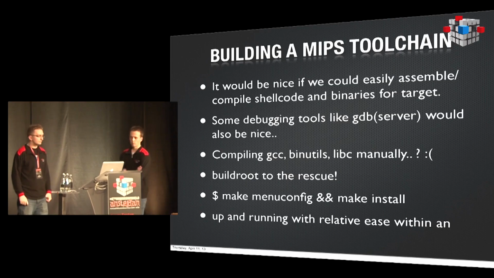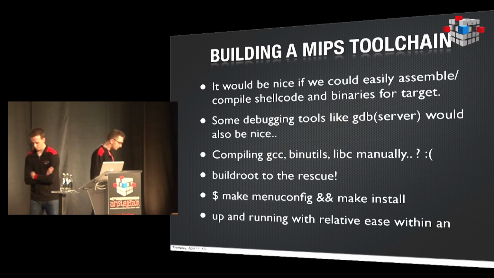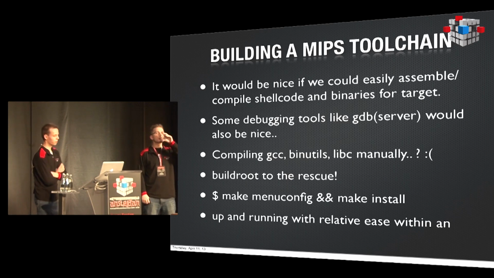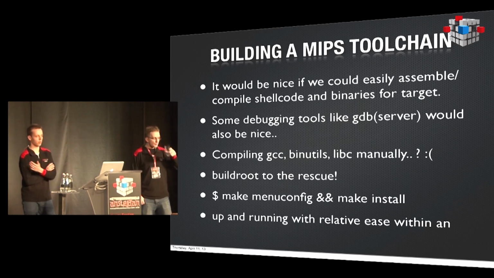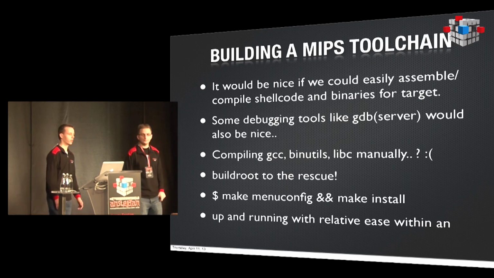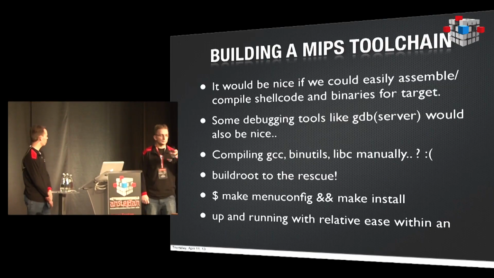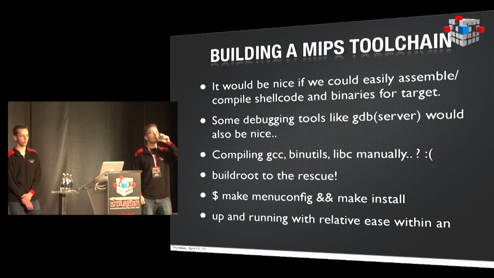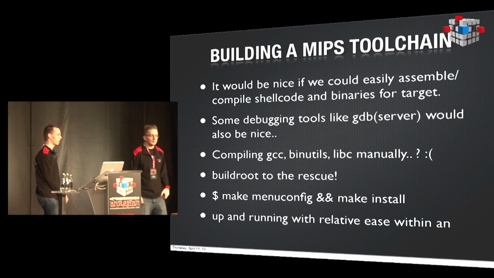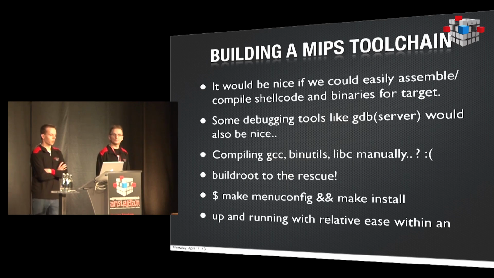Okay, so let's talk about building a MIPS toolchain. As mentioned before, we did some static analysis on the binary using IDA Pro, but now we wanted to do some dynamic analysis. So we need a debugger to do that. And as the device is based on a MIPS architecture, we have to compile a version of GDB for the MIPS architecture. And we could do that by compiling GCC, binutils and libc from scratch and do it all manually. But there is a way easier solution, and that is to use Buildroot.